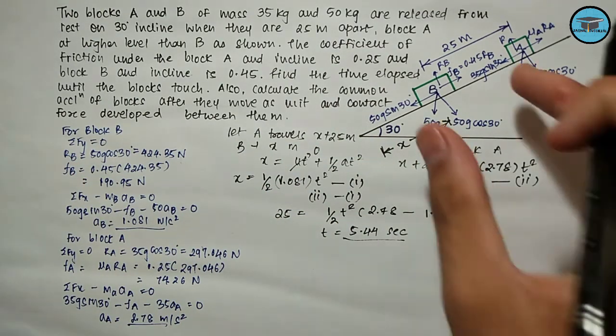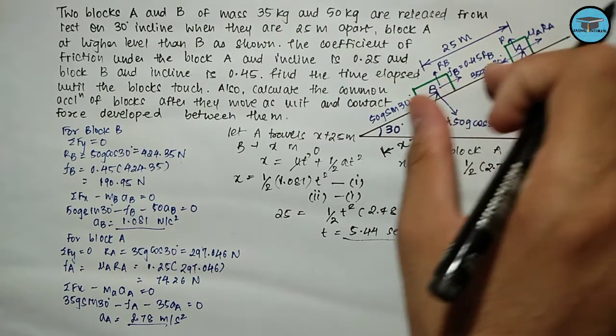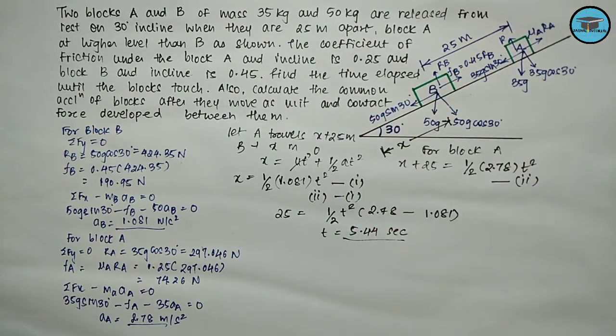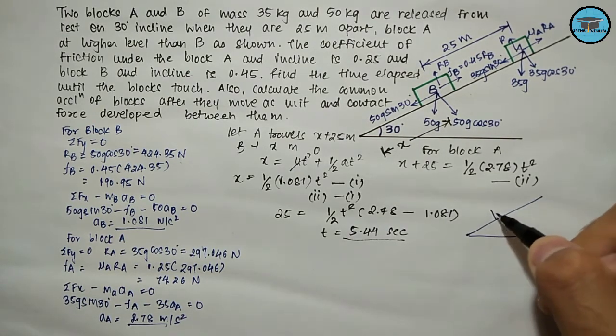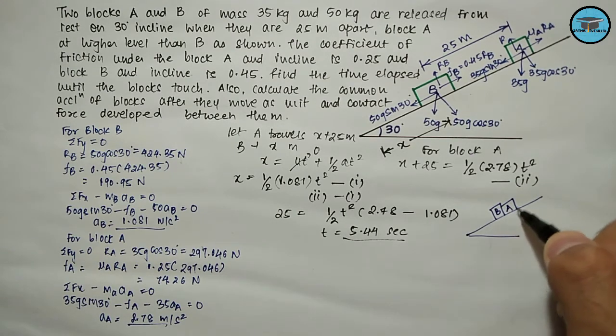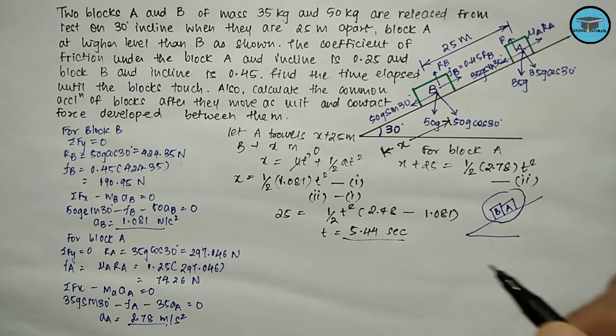Now as the blocks touch each other, they will move as a unit and we need to determine the common acceleration of these two blocks. So first of all, let us draw it. This would be block B and this would be block A. Now this will move as a common unit only.